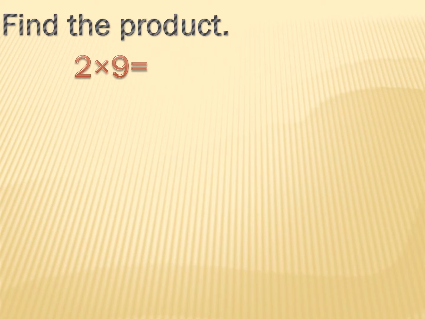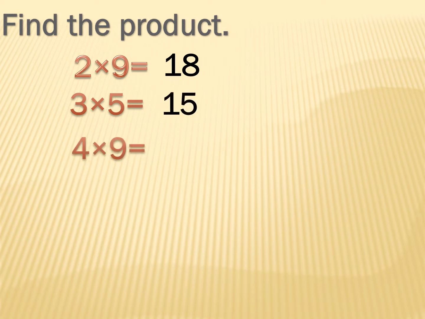Now find the product. 2 times 9 is amazing, 18. 3 times 5, perfect, 15. 4 times 9, excellent, 36. 5 times 6, perfect, 30.